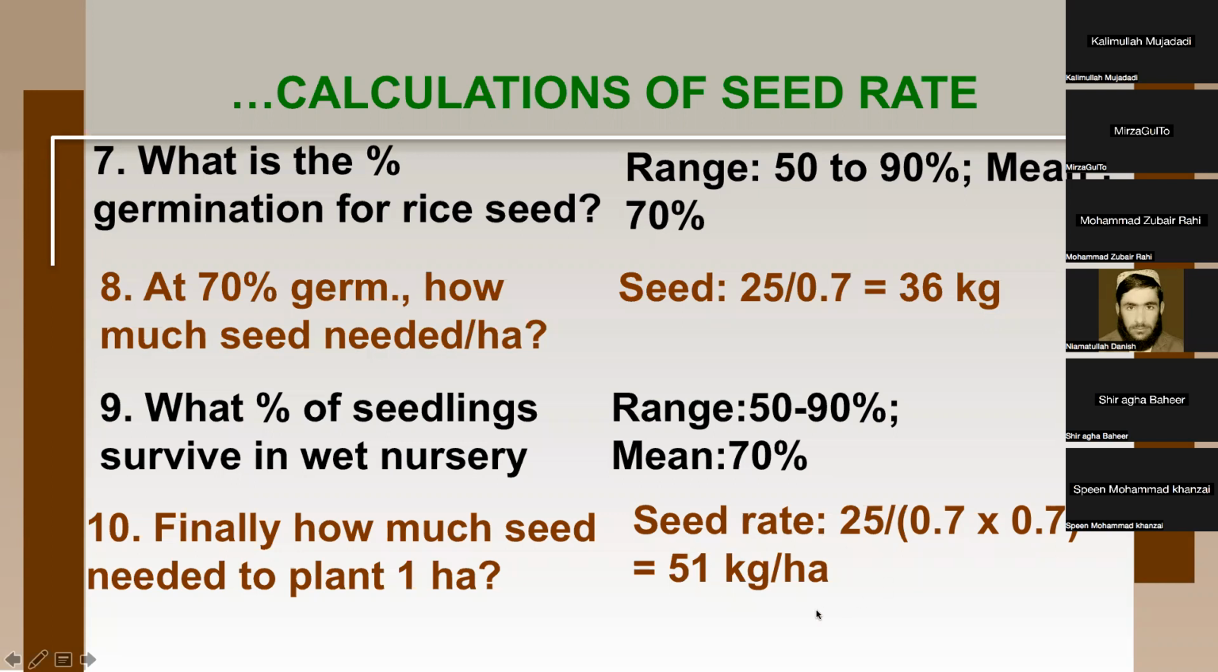So see how the seed rate has been decided. Seed rate depends upon the test weight of the variety, the germination percentage of the variety, and also the survival of the seedling. So this is how one can easily calculate the seed rate for wet seeded nursery.